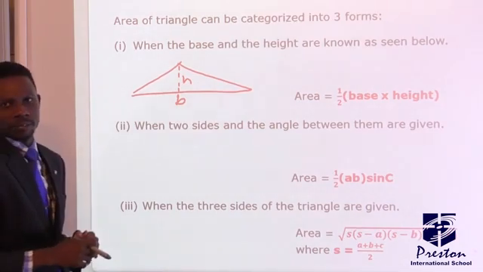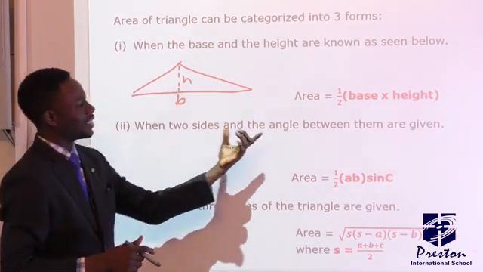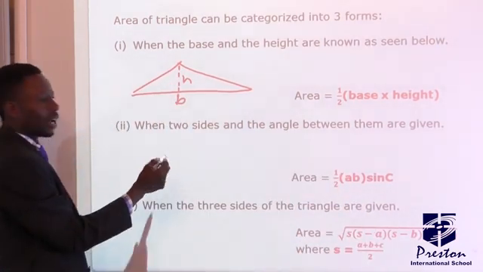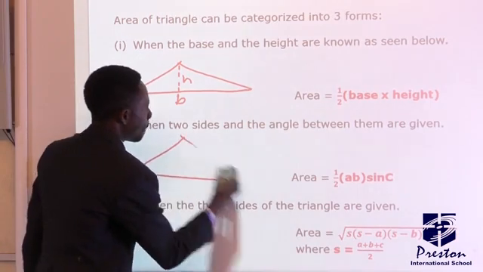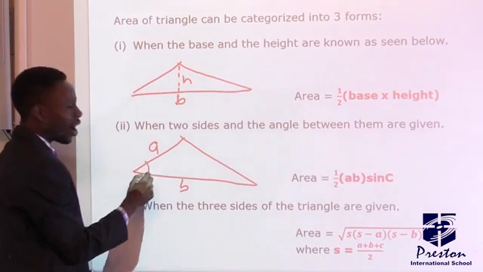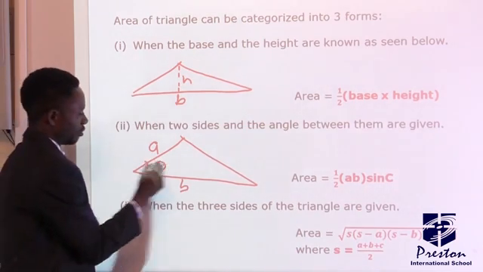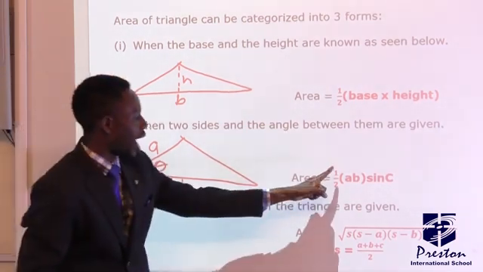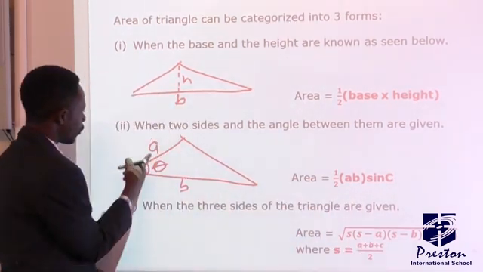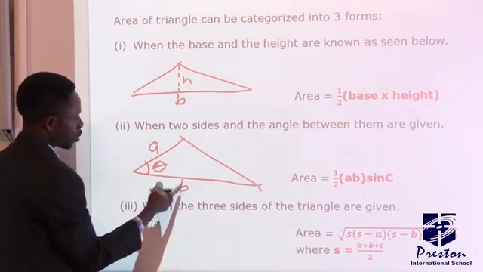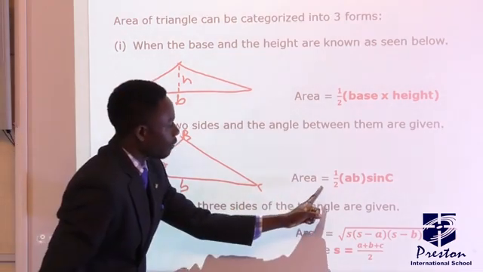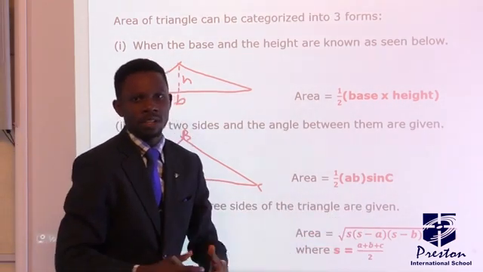Coming down to the second case, when two sides and the angle between them, note the angle between them, are given. What do we have? This one can be given in this particular form, where you have this to be A and this one to be B. And you now have an angle here to be given. Then you have the formula to be half of A times B, then sine C. Because definitely if you are calling this one A, we are calling this one B, then this will definitely be our C. So we have half AB sine C, or you put it half AB sine theta.